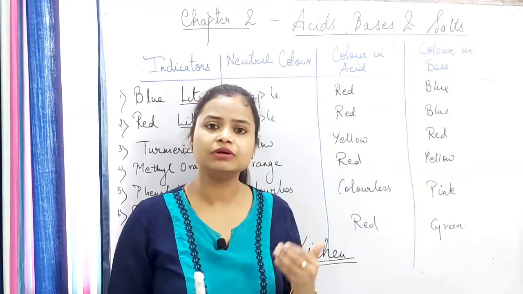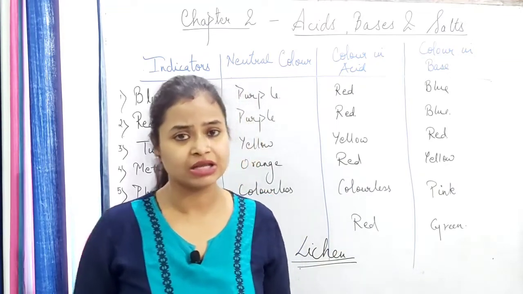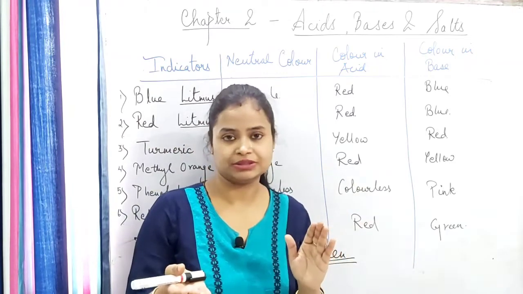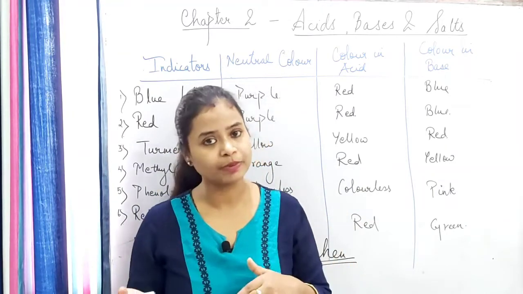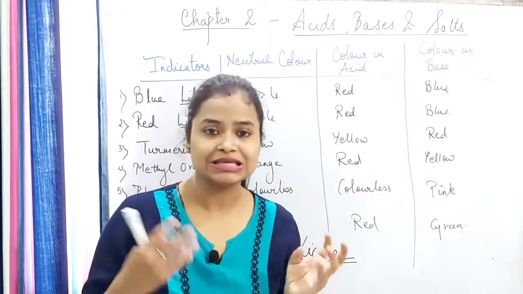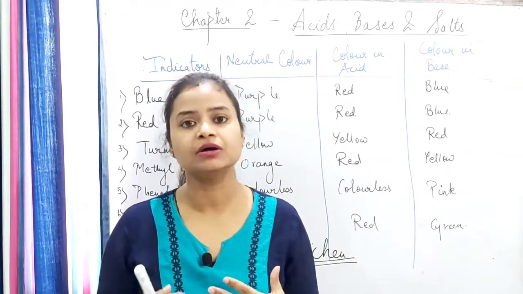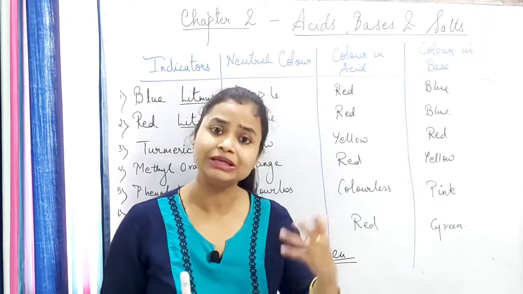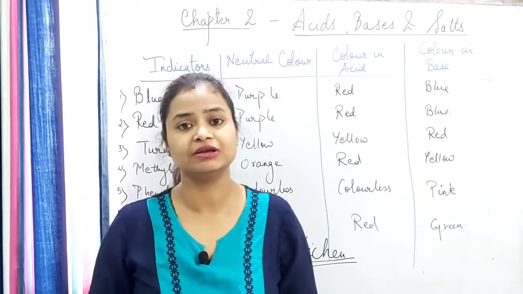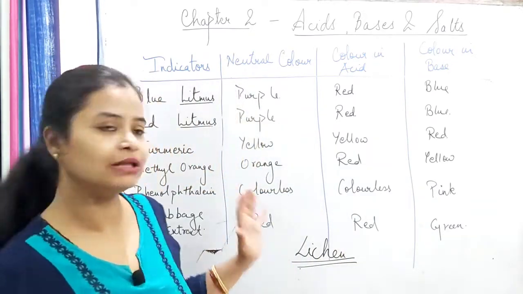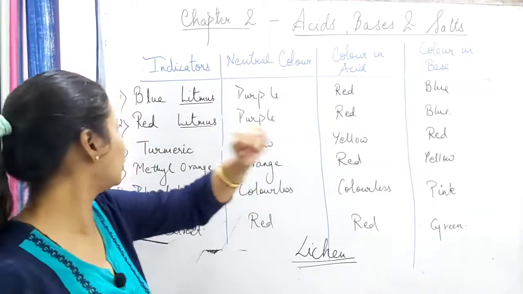But for the sake of convenience, this litmus is prepared as blue litmus or red litmus, so that it is easier to find out the color in acid and base, and to indicate whether the given substance is an acid or a base. Let us see their colors. This table is very, very important.